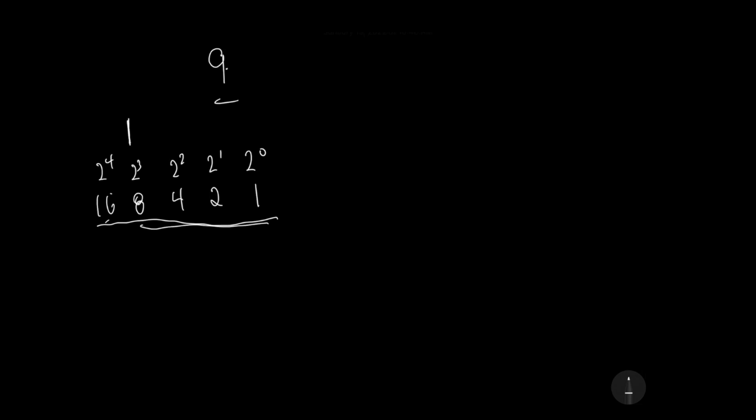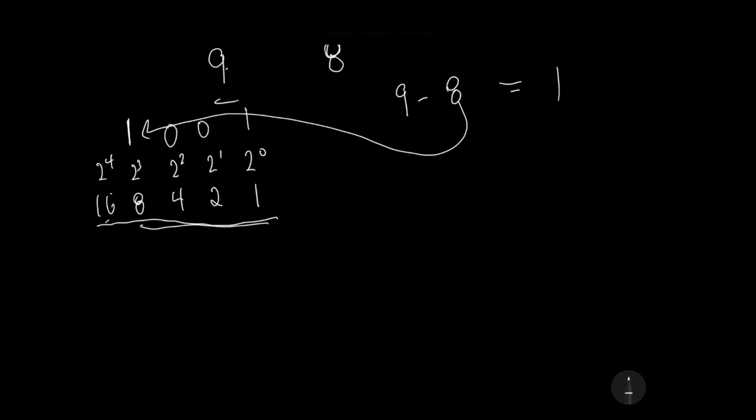That means that out of 9, we've accounted for 8. So now we only need to worry about 1. 9 minus 8, this 8 corresponding to this one right here, equals 1. So we can just put a 1 right here, and then these can be zeros. So 9 is going to be equal to 1, 0, 0, 1.